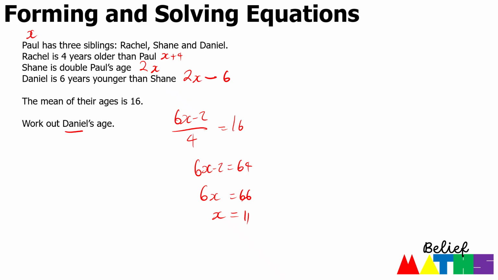So we're going to sub 11 in there. And we get 2 times 11, take away 6. That's 22. Take away 6 gives us 16 years old. So our final answer is 16.